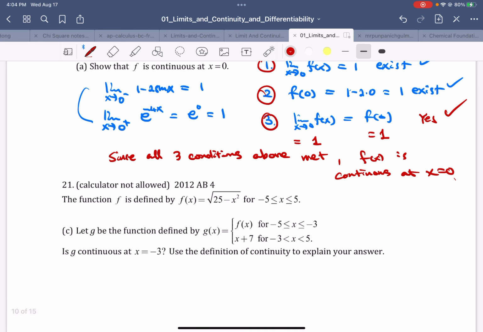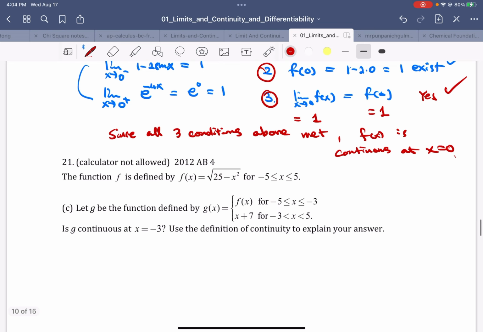Next one, number 21. This is 2012 AB, number 4, free response. Function f is defined f of x equals square root 25 minus x squared. That's a semicircle when x is between negative 5 and 5. C, g is the function defined g of x like that. So they introduce another g of x function. They make a piecewise function.